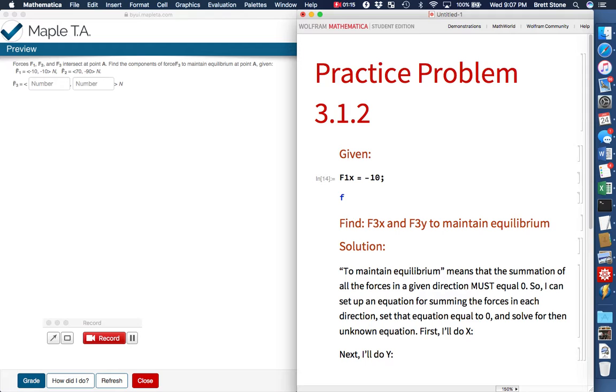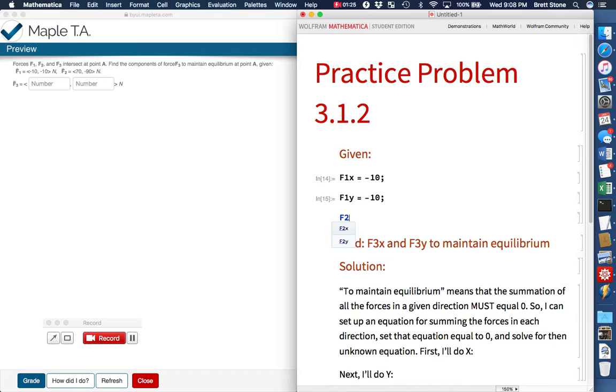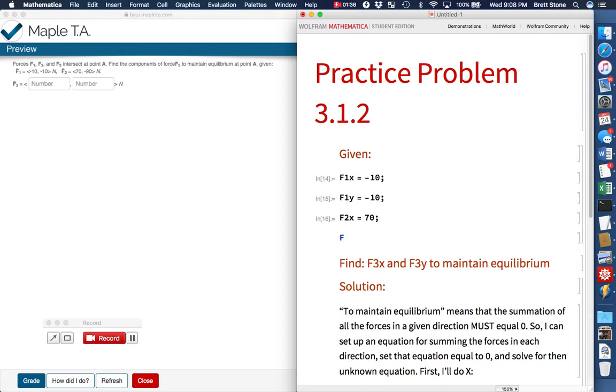Now let's define F1y, and that is also -10. So I've got those. Now what about F2? I've got F2 in the x. That's set equal to 70, is what it tells us. So semicolon, Shift Enter, and then F2 in the y direction, they give us -90.